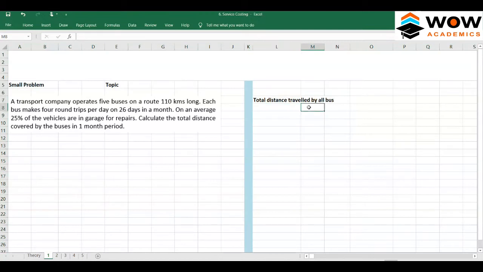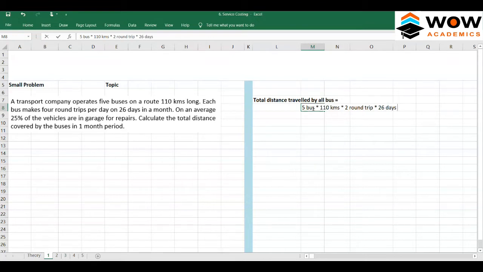So we'll start from here. To get the answer here, we have to do a lot of multiplying. First, there are totally 5 bus. Multiply it. 5 bus run on 110 kilometer route, multiplied by 2 for up and down. So it's called a round trip. And they run for 26 days.